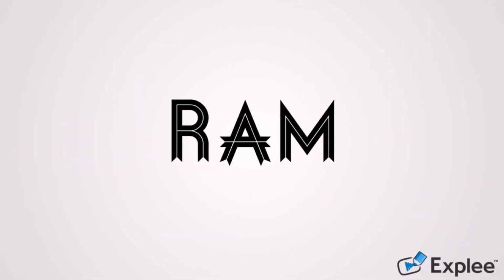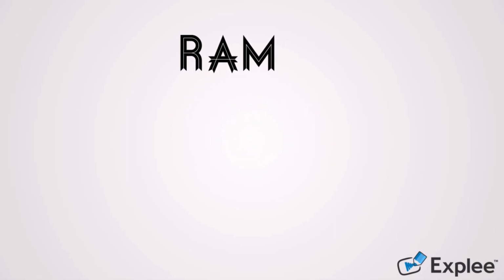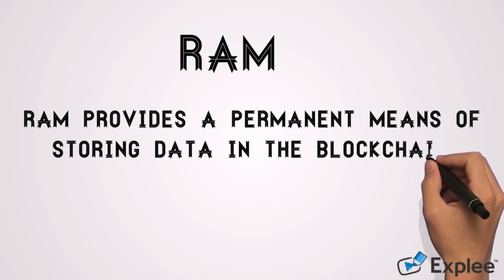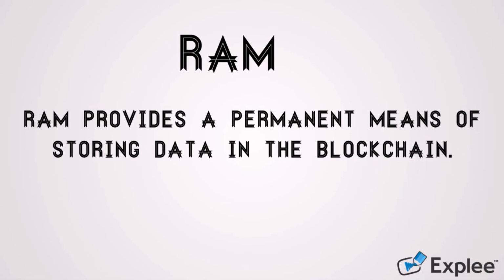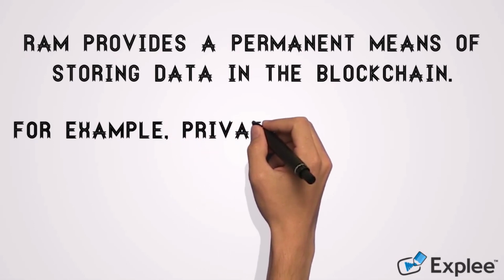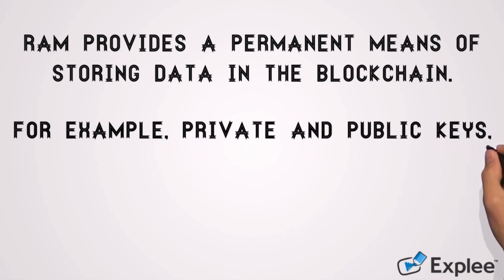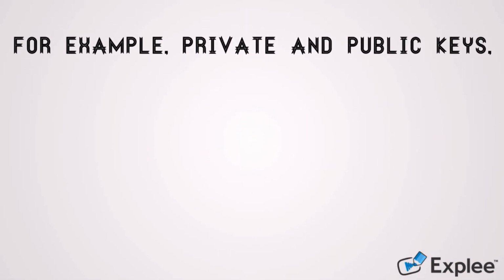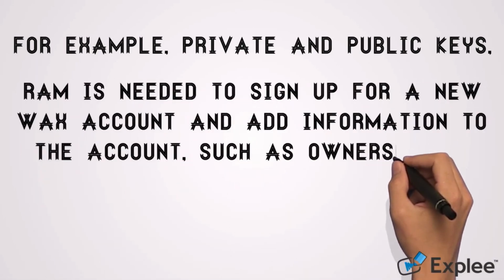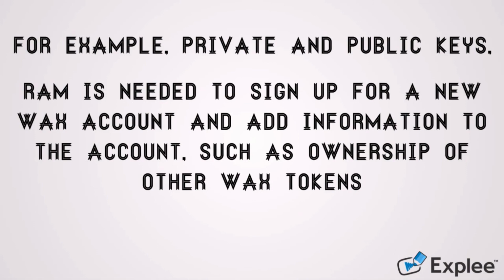To have high transaction throughput, you need persistent storage to be in RAM. In any blockchain ecosystem, RAM provides a permanent means of storing data in the blockchain. For example, private and public keys, as well as Wax token balances, can be stored in RAM and accessed quickly. RAM is a limited resource in the ecosystem, because it is upward limited to the amount of RAM manageable by the most underpowered Wax guild.